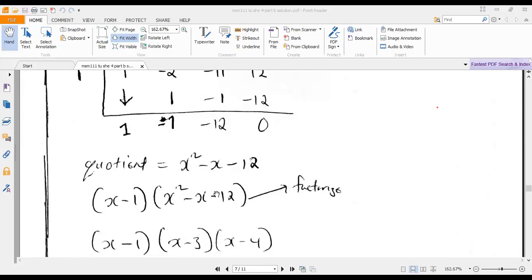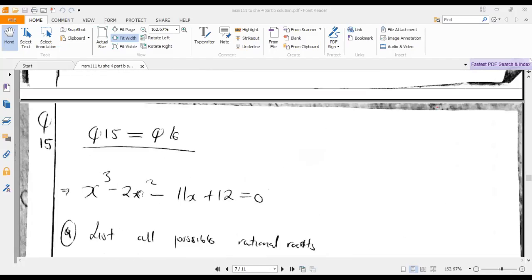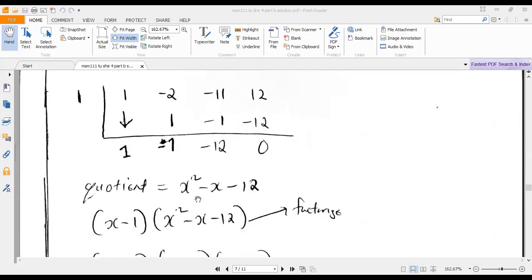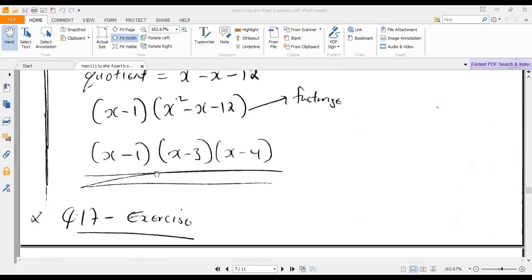Are we okay now? So when you multiply this x minus 1 by this other polynomial, it will give you the polynomial on top there. You can even try it. All right, thank you. Wonderful. So this is how you go about solving questions 15, 16, and 17. You do the same. Are we okay? Any questions?